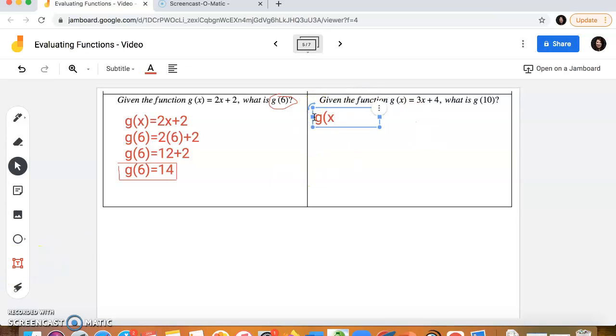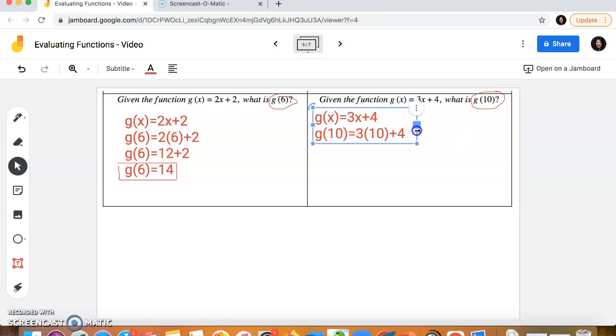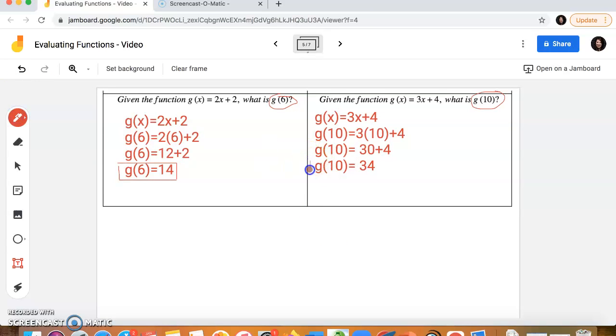So again, we have g of x equals 3x plus 4. This time it's g of 10, so our input is 10. So wherever we see an x, we're going to input a 10. And again, I'm just going to write my g of 10 here, treat it like it's a y. And then I'm just going to simplify. 3 times 10 is 30. We add 4, and 30 plus 4 is 34. And that is our answer.